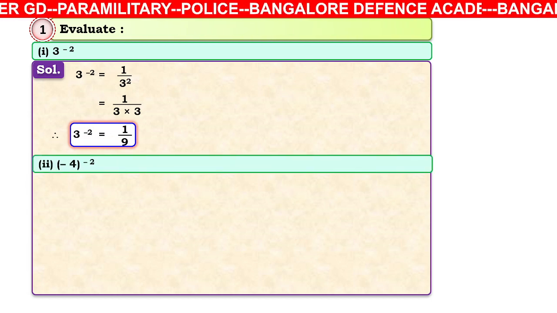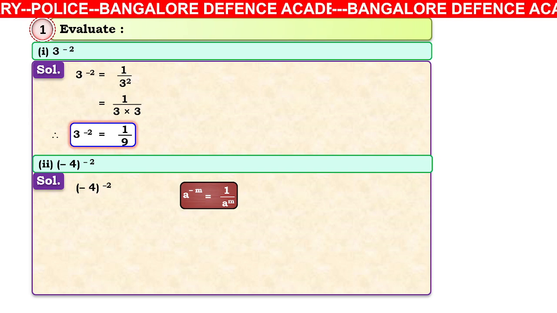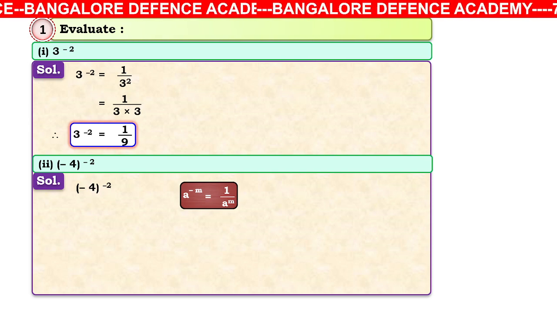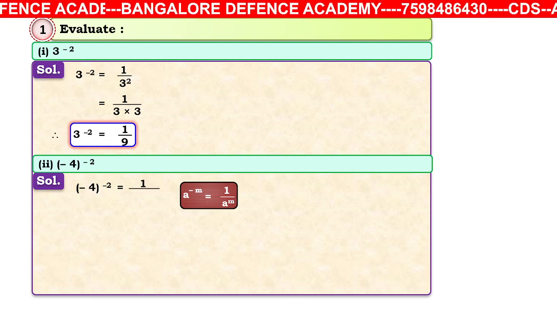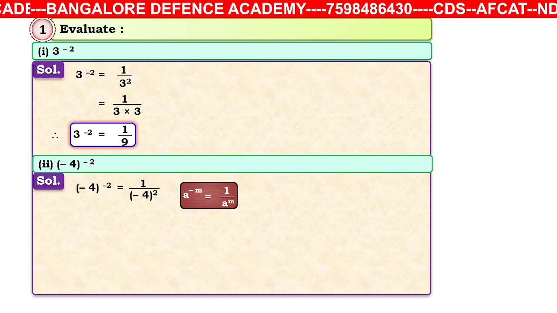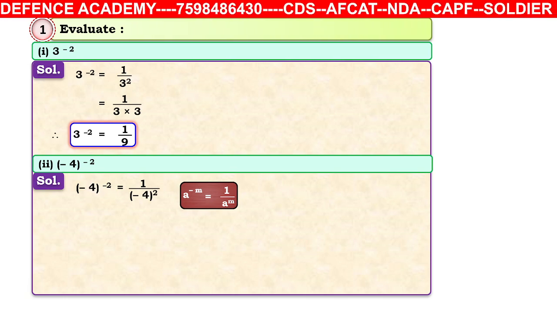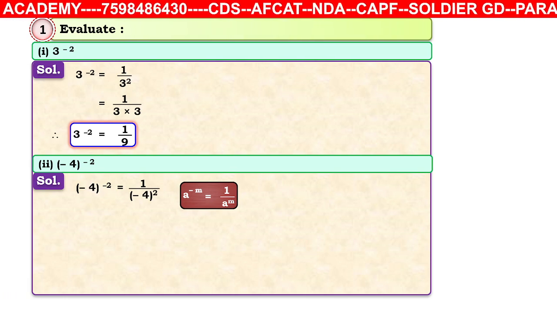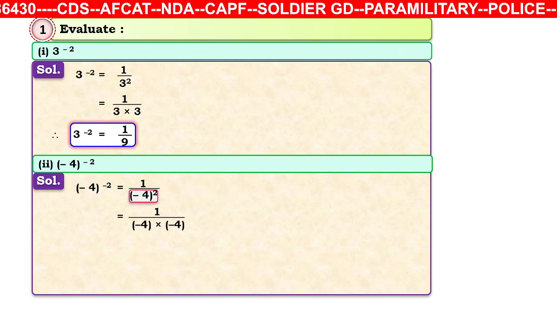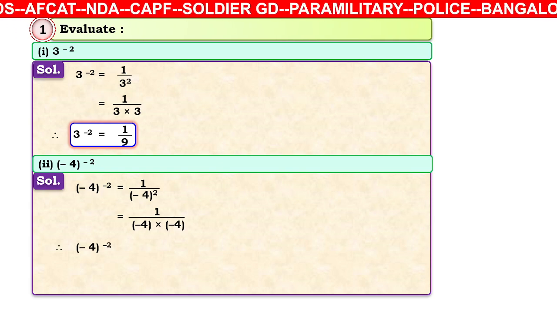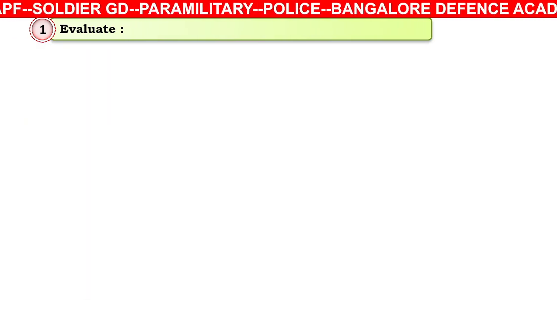Next, (-4) to the power of minus 2. Once again, this is the question. I am using the formula a^(-m) is equal to 1 by a^m. So now here, 1 divided by (-4)^2. Many times students make mistakes by forgetting the minus sign, so always take it in the denominator. So this is what happens: 1 by minus 4 into minus 4. Minus 4 into minus 4 is 16. So the answer is 1 by 16.